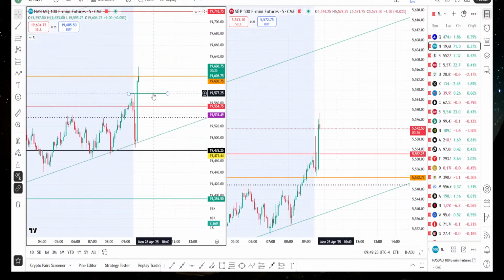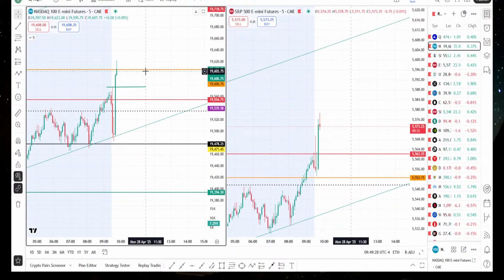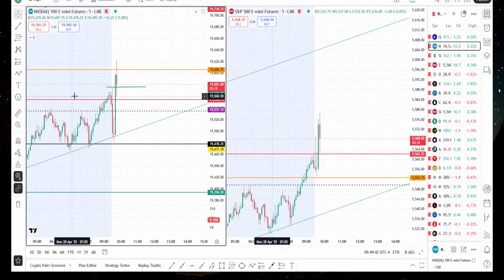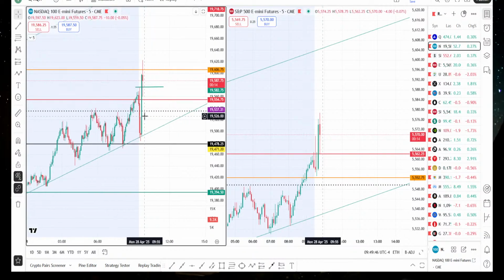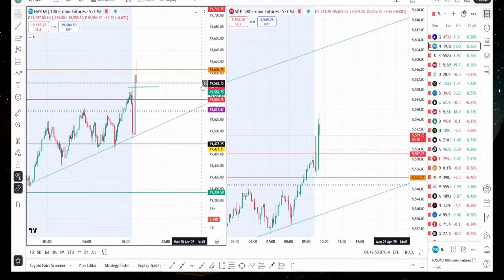We're kind of getting a bit of rejection at this key level. Careful there, careful. See, that's why I marked that up. That's why we do that, guys.